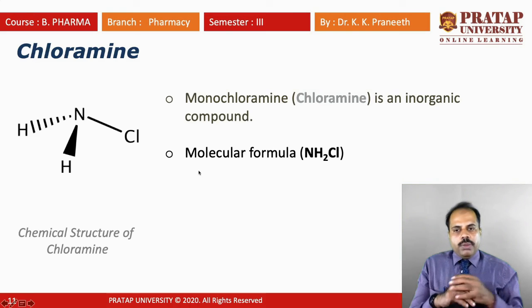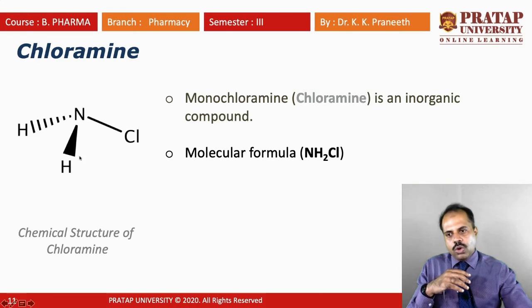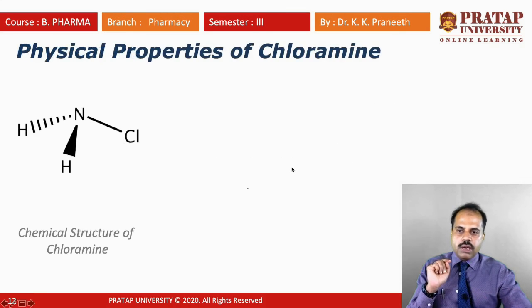So what is chloramine? You can say that chloramine is a monochloro compound. It is a monochloroamine, or chloramine. It's called chloramine. It's an inorganic compound. It has chlorine, nitrogen and hydrogen. It's an inorganic compound with a molecular formula of NH2Cl. Let's see the physical properties of this chemical.